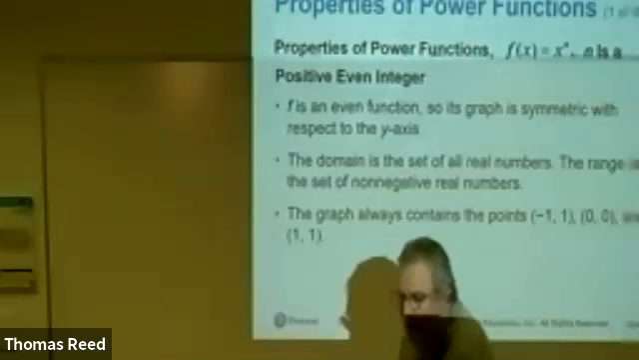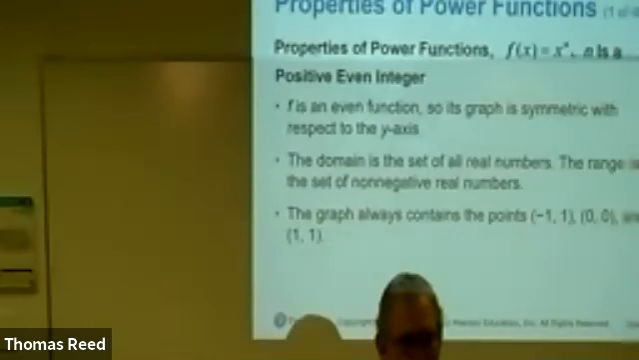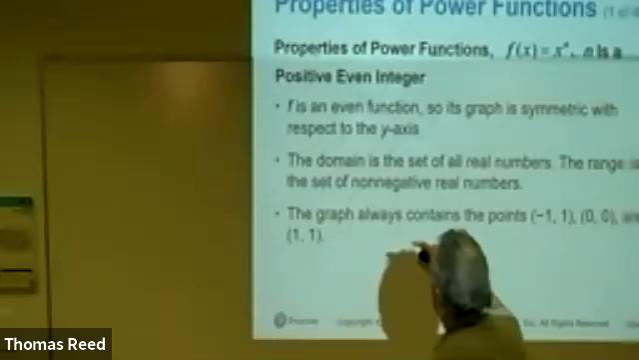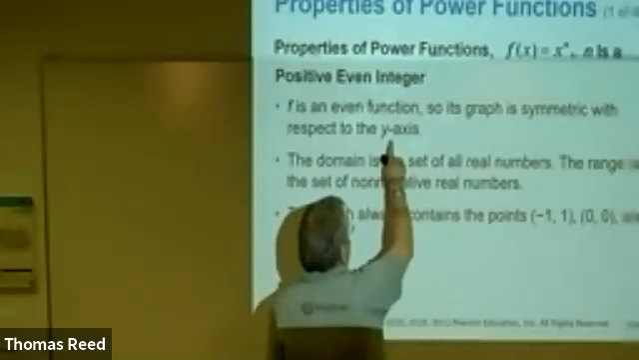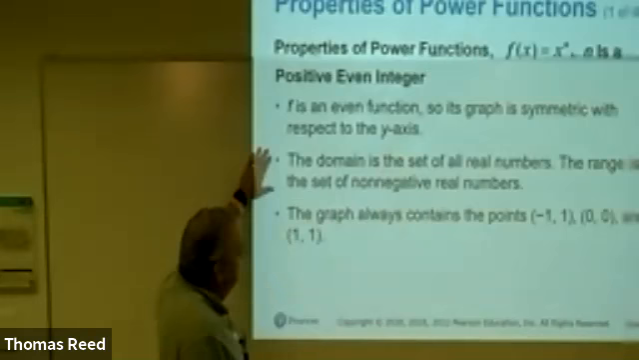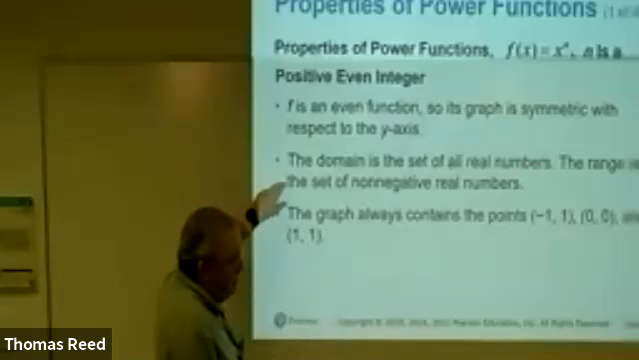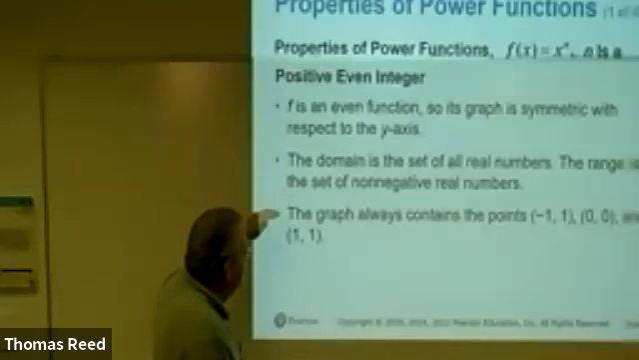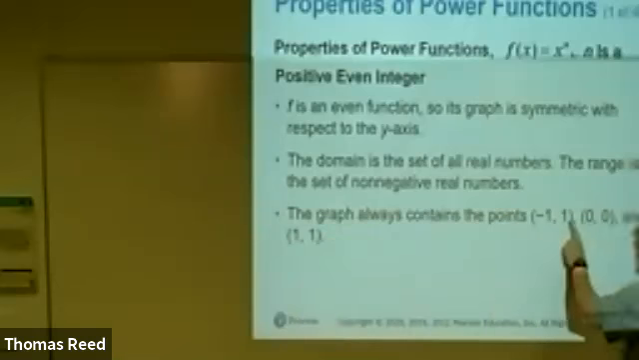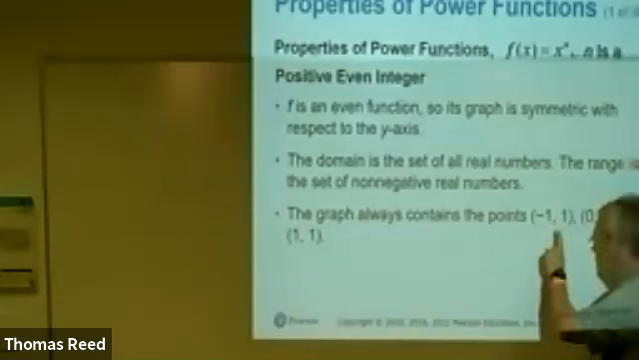Okay. Now, if it is a power function of an even degree, then that power function is an even function. So this graph is going to be symmetric to the y-axis. The domain is all real numbers, and the range is the set of non-negative real numbers. So 0 to infinity. The graph will always contain these 3 points: -1, 1, 0, 0, and 1, 1.